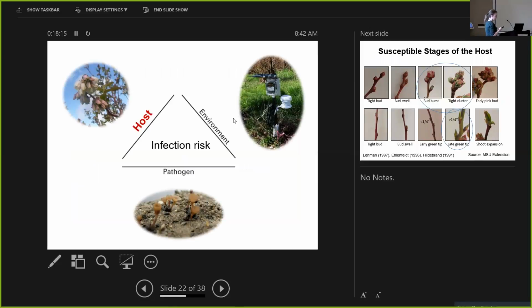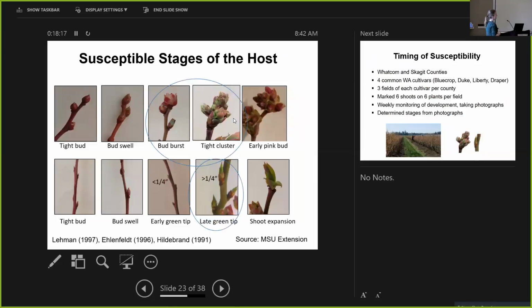Moving on to the third factor, being the host. So from literature, we know that the blueberries are only susceptible at very particular stages of the floral and vegetative bud development. And these are bud burst and tight cluster stages for flowers, and late green tip, so when more than 1/4 inch of green tissue is available from these buds. And what I was curious about is the timing that these stages are appearing on the plants.